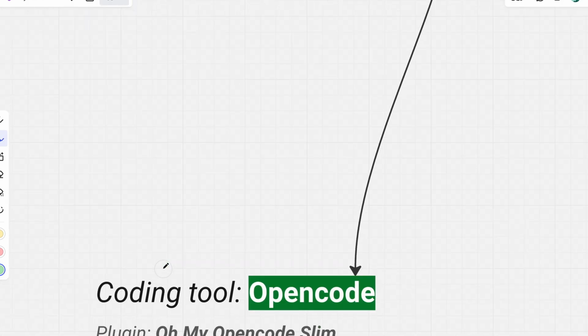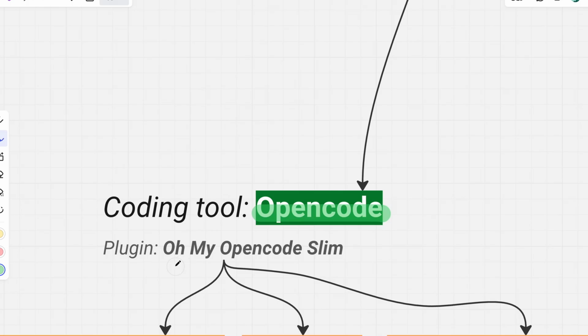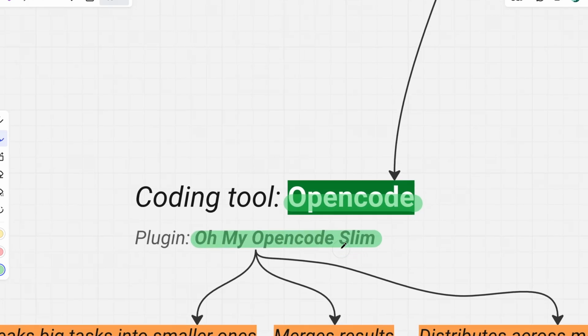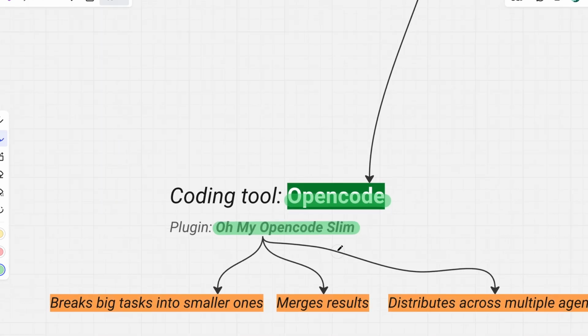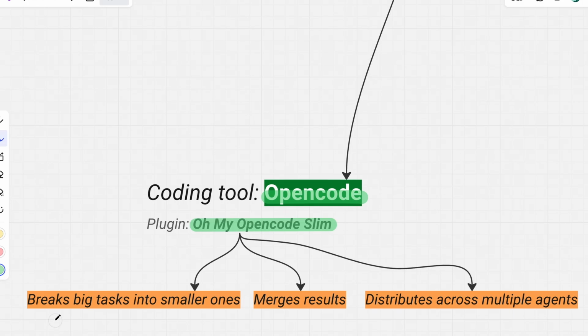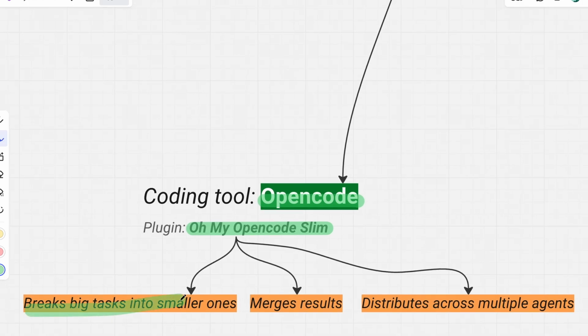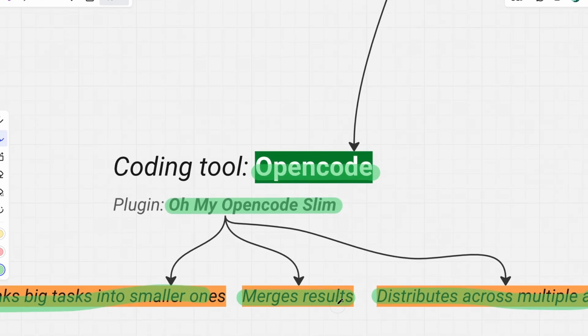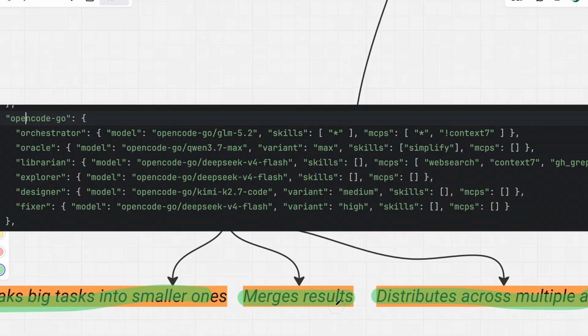For writing the code, I'm using Opencode. Among the extra plugins, I have Oh My Opencode Slim connected. Oh My Opencode Slim turns Opencode into a full-fledged orchestrator. It breaks big tasks down into smaller ones, distributes them across different agents, and then merges the results. Here's what my preset looks like. I mostly use inexpensive open source models.